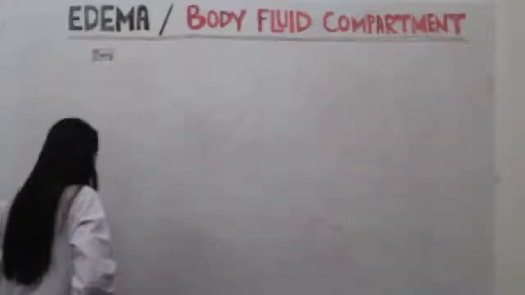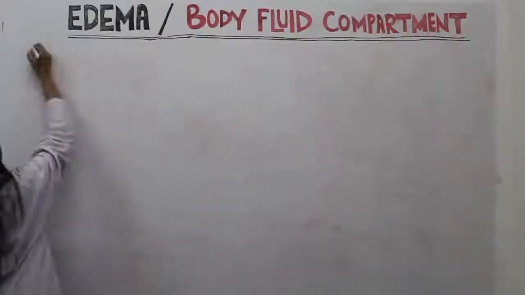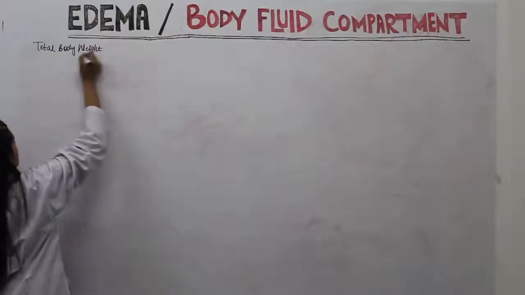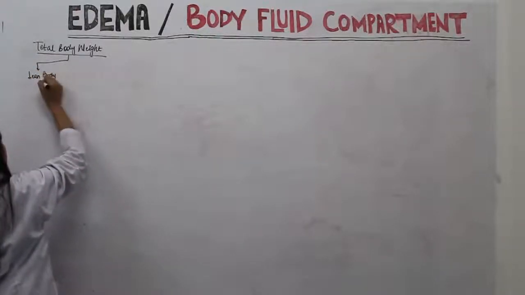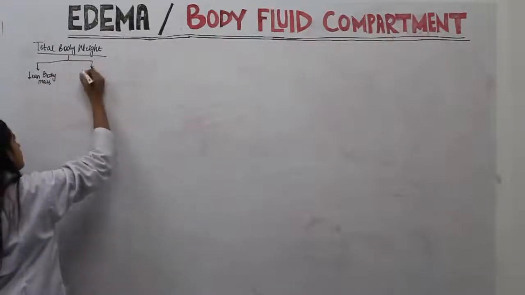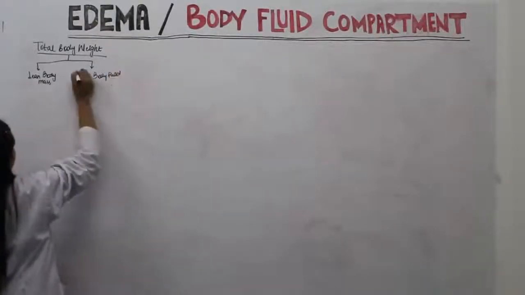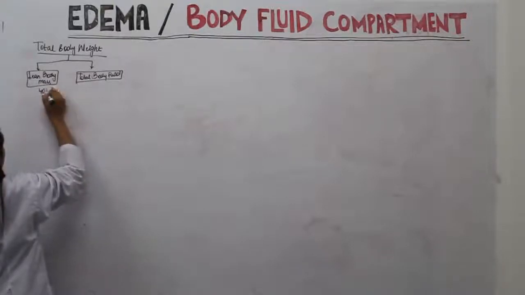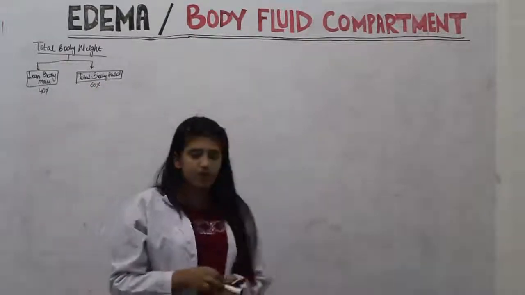Let me write it in another way so that you can easily examine it. Total body weight, this is just a review of the previous lecture. It is divided into lean body mass and total body fluid. Lean body mass was about 40%, and total body fluid was about 60%. This was the general thing which I wanted you to know.